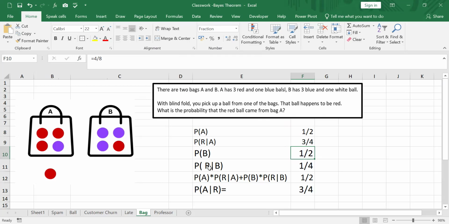P of R by B. In B, only one red ball is there, so probability is 1 by 4. P of A into P of R given A plus P of B into P of R given B, that is the denominator of that.